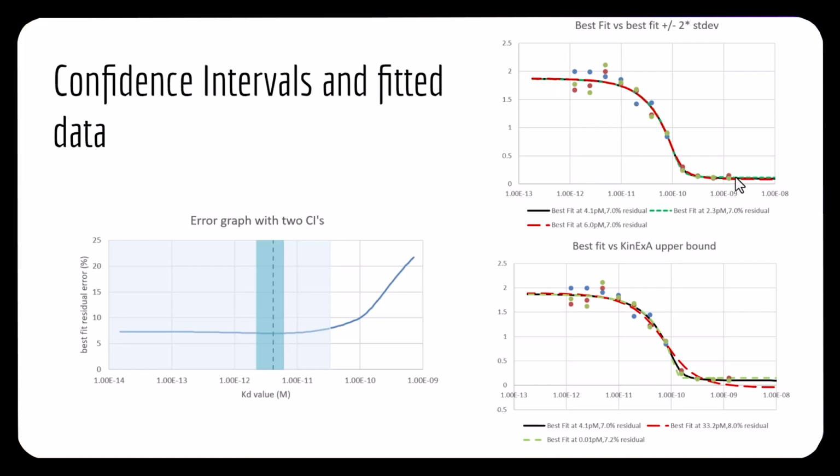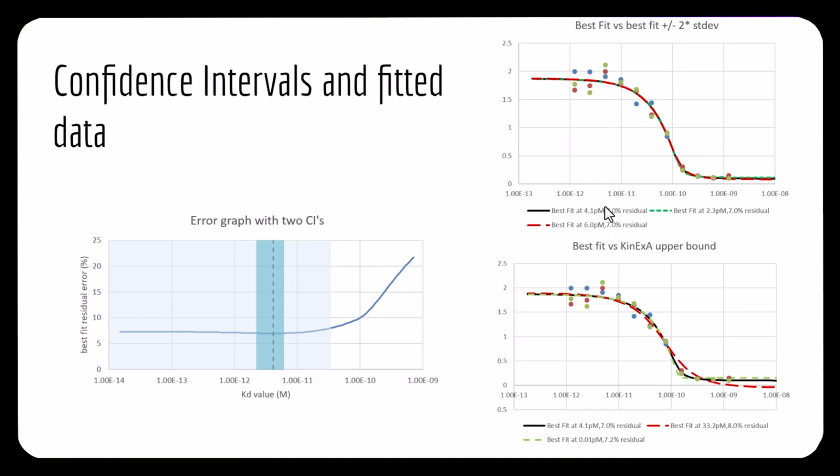And you can see it's still an excellent fit to the data. The green dashed line is the best fit at 2.3 picomolar. The black line is best fit at 4.1, which was the average of those 3. So all these are really excellent fits. In fact, to the first significant digit, they agree. They're all 7% residual error.